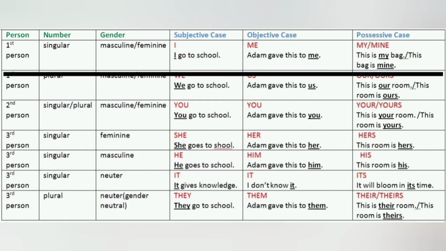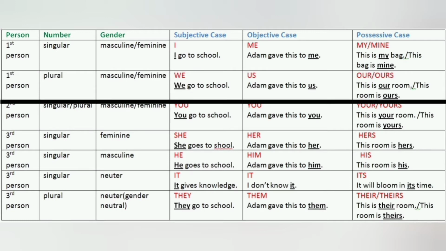In the possessive case, which shows possession or ownership of something, we are going to use my or mine. If I am the owner of this bag, then I am going to use my or mine, and I am going to say this as a sentence. This is my bag, or this bag is mine.